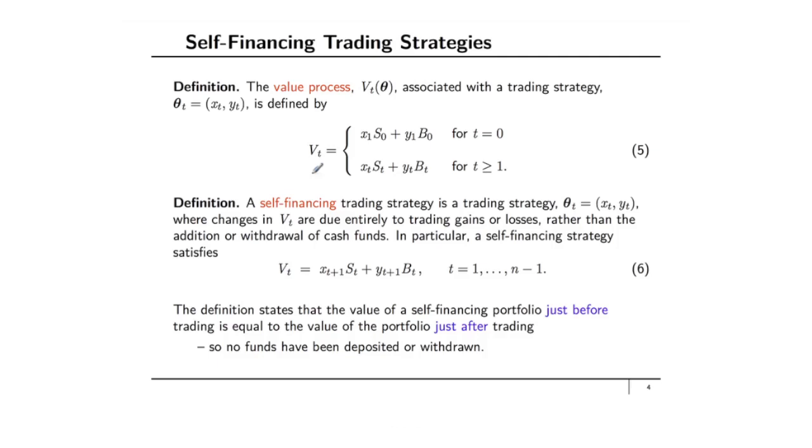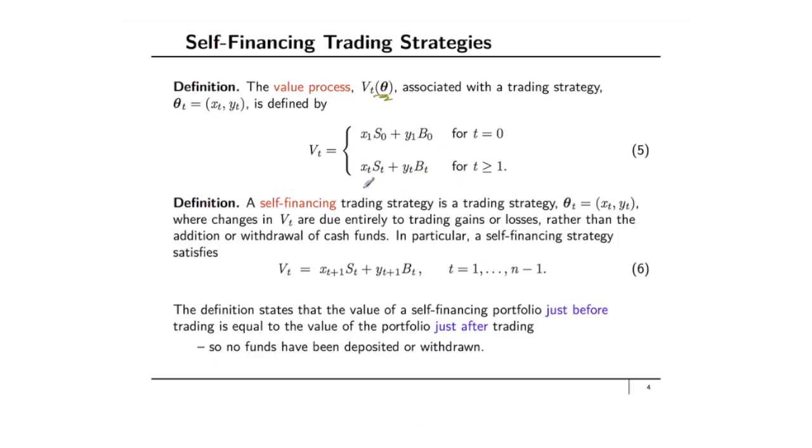Now I want to discuss the concept of self-financing, and in particular self-financing trading strategies. Before we do that, we just need to define what we mean by the value process V_t of theta that is associated with a trading strategy theta_t equals (x_t, y_t). We define V_t to be equal to x_t S_t plus y_t B_t for t greater than or equal to 1. And of course this is just the value of the portfolio at time t. x_t is the number of units of the stock that we hold, so x_t S_t is our stock position, and y_t B_t is our position in the cash account, or value of our cash account position. So this is the total value of the portfolio.